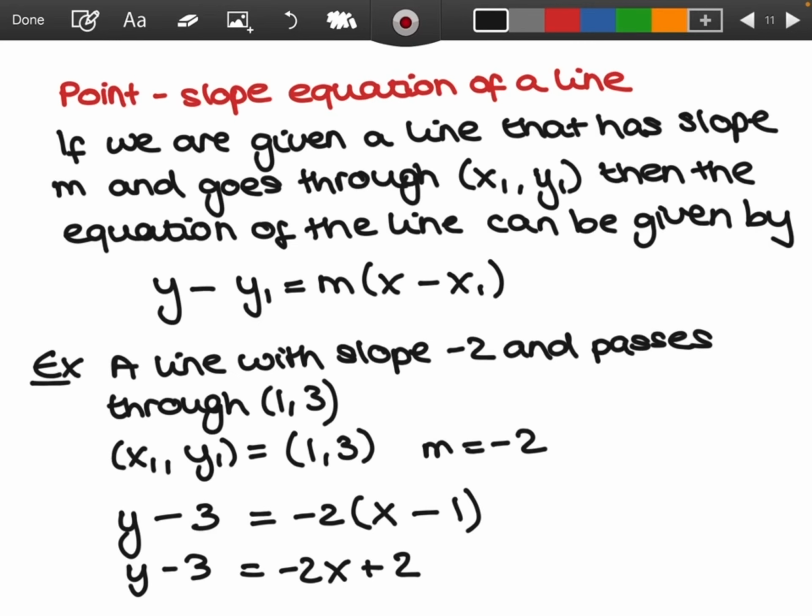Okay, people sometimes forget and only multiply it out into one of those terms, but it's got to multiply every term in those parentheses. Then we rearrange, and that's going to give you y is equal to -2x plus 5. So I've just added 3 to both sides, and that is my equation for the line. Okay.